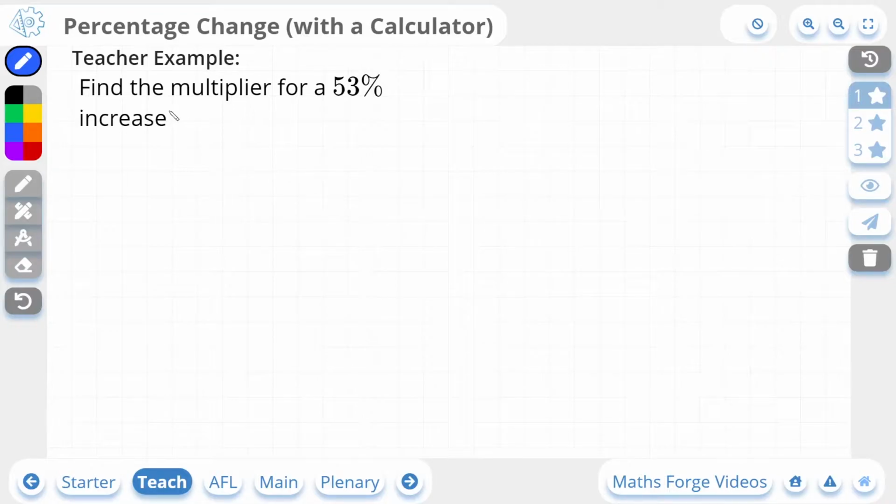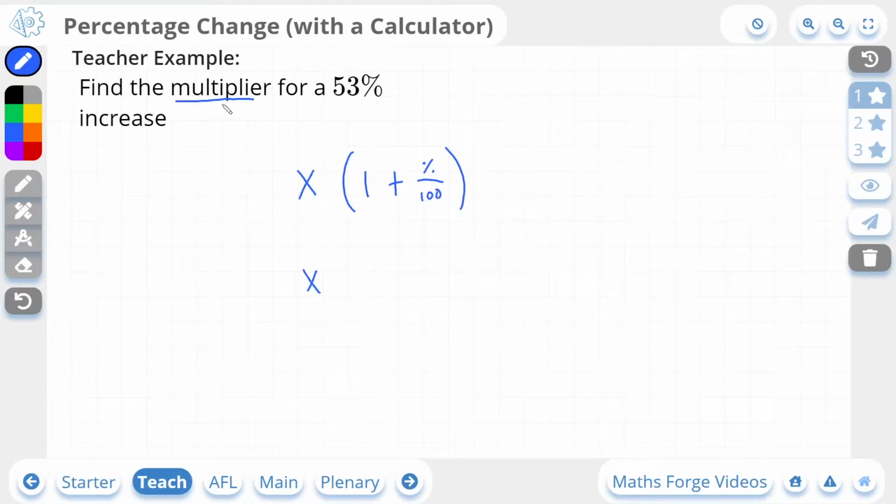In today's lesson, we're going to be doing percentage change with a calculator. So for our one-star example, here we're being asked to find the multiplier for a 53% increase. If you're ever increasing a number by a percentage, you can simply multiply it by the following: brackets 1 plus, and then the percentage you are increasing it by as a fraction over 100. So let me show you what this looks like with the numbers filled in.